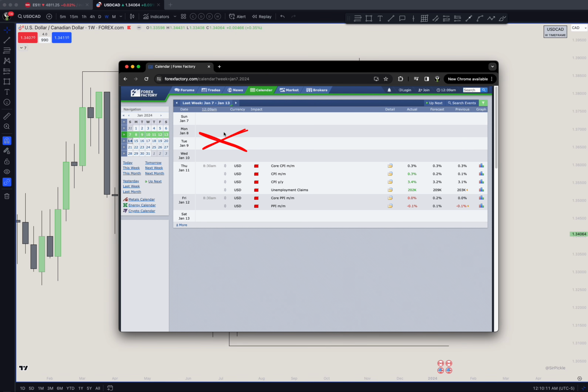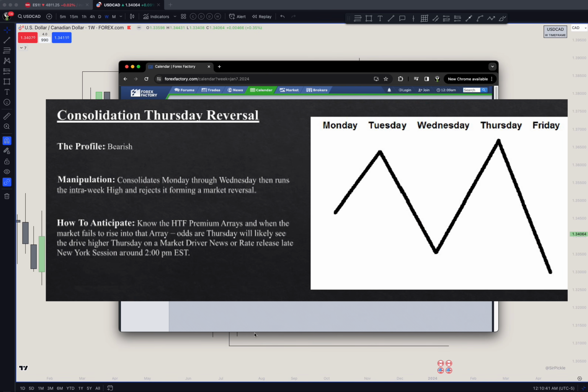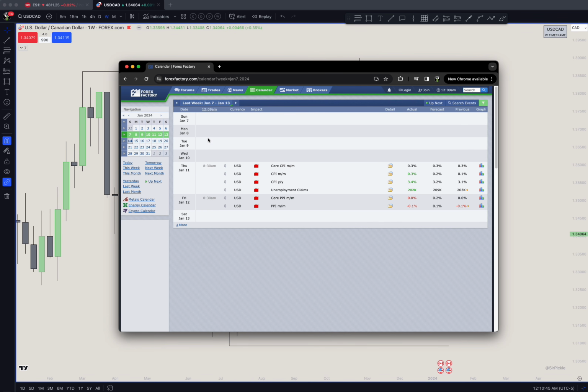Monday, Tuesday, Wednesday lack red folder news. The expectation in my eyes is that they are going to lack the energy and volatility price needs to get to its objectives, to get to its draws on liquidity, okay? Thursday and Friday have red folder news. So my expectation coming into this week is Monday accumulation, Tuesday accumulation, Wednesday accumulation, Thursday manipulation reversal down into a Friday expansion.